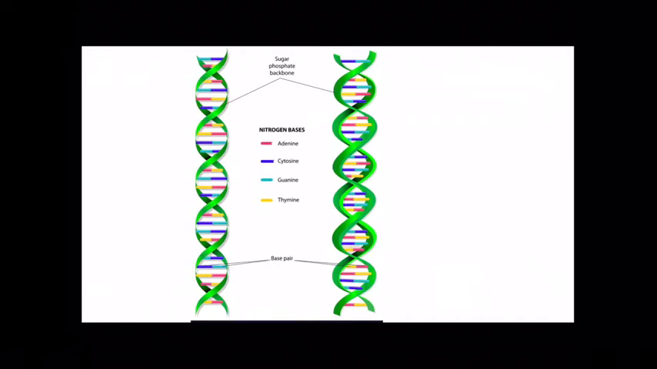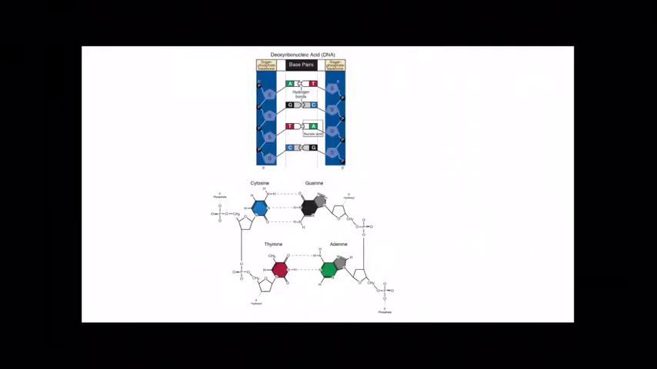We'll start with the rungs of the ladder. So the rungs of the ladder of the DNA molecule are made up of 4 different nitrogenous bases. So nitrogenous bases, what are those? What does that mean? Nitrogenous implies that they have nitrogen in them.